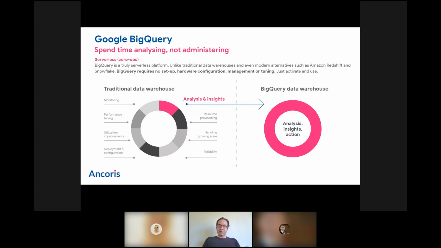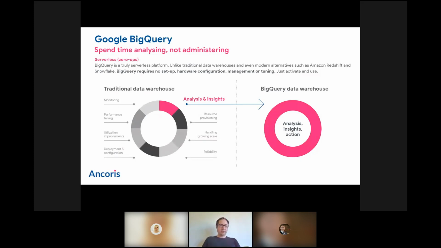Now, if you don't put any data in it, you don't get charged. So you're purely charged on how much data you store in it and how much you scan. But the fantastic thing about it is it requires no setup, no hardware configuration, no management, and no tuning.